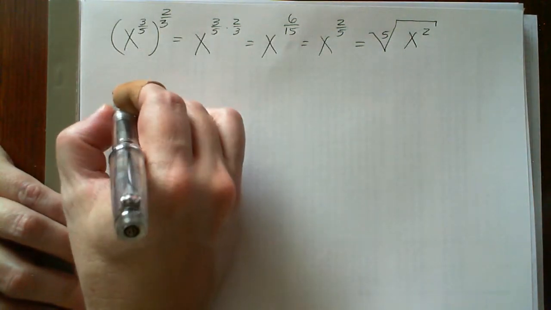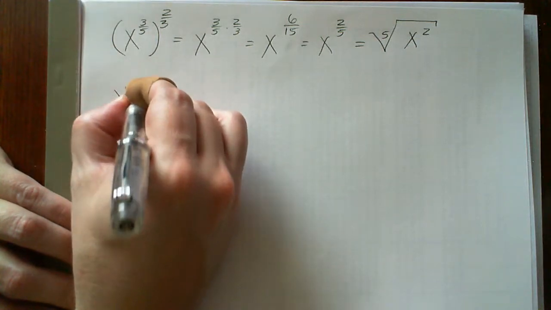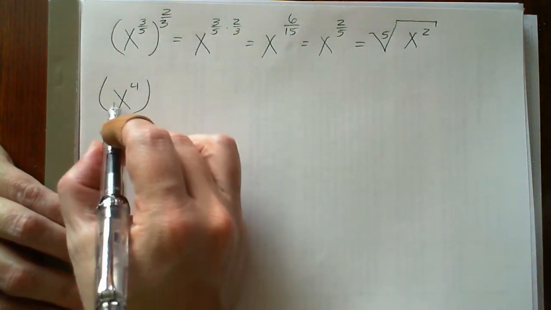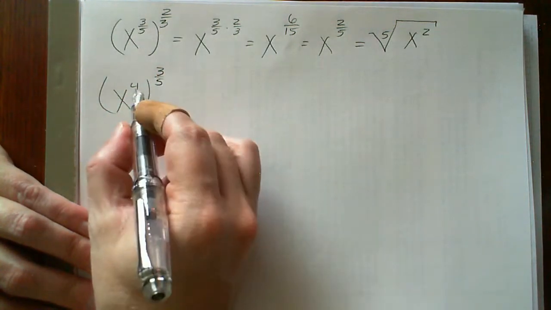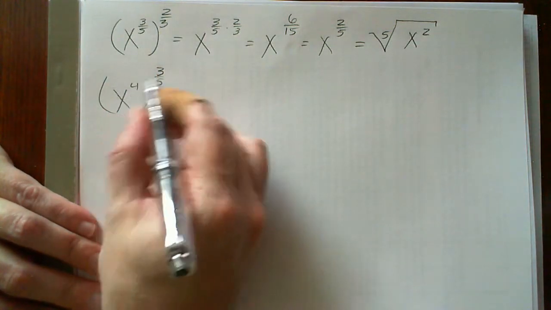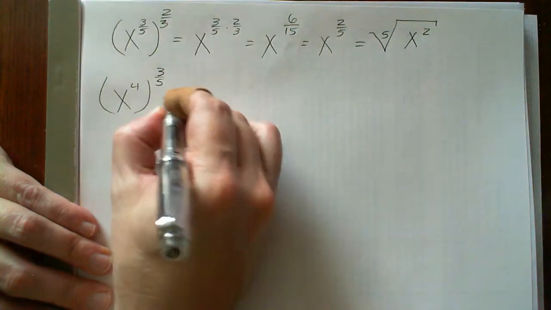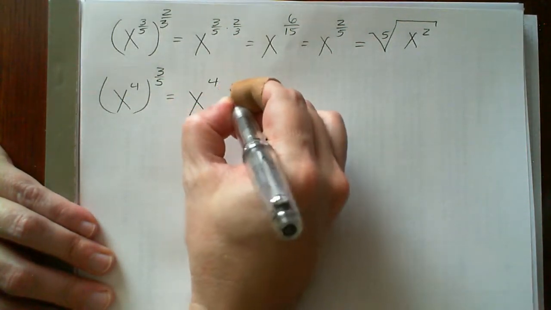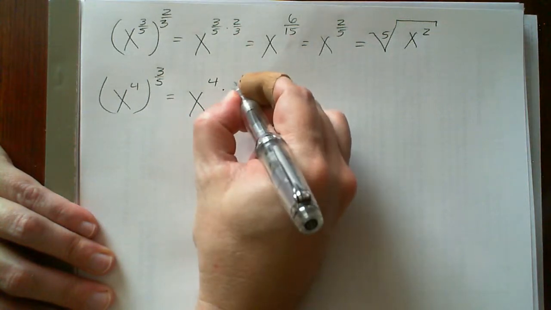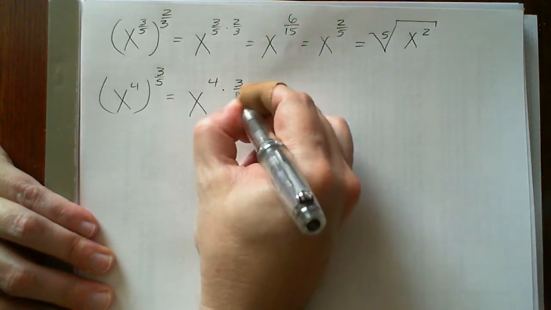Now, this next one, we only have one rational exponent, really. First, we start with x to the 4th, and then that's to the power of 3/5. Once again, we still have a power to a power. Okay, so same rule applies. That's going to be x to the 4th times 3/5.